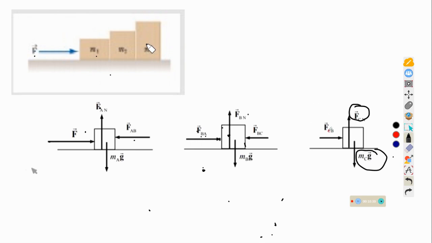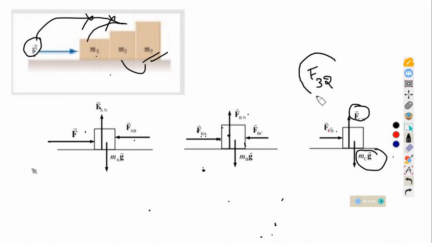And what about horizontal direction? This F is not directly in contact, and this M1 block is not directly in contact. Now this M3 is in contact only with M2. So the contact force on block 3 because of block 2, only this force is acting in horizontal direction. Only that we have to mention while drawing the free body diagram. And this force is responsible for acceleration of the block or movement of the block.